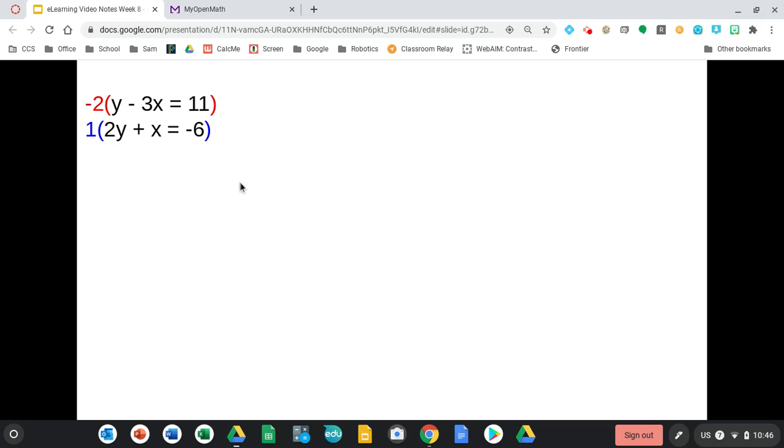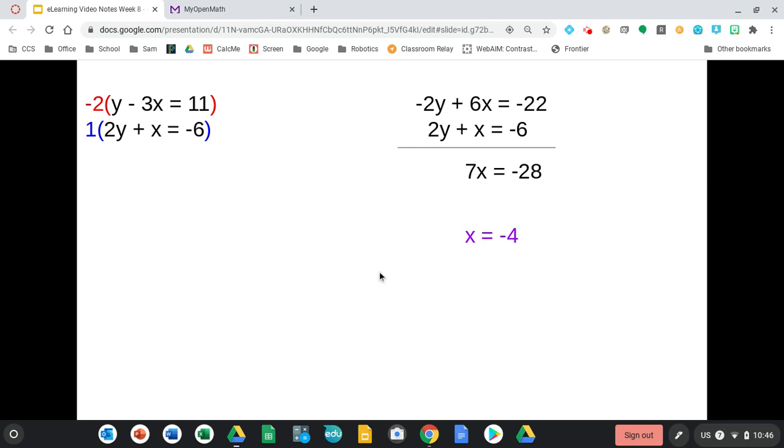So when you do that, this is what you get. So negative 2y plus 6x equals negative 22, and 2y plus x equals negative 6. All right, go ahead and do elimination now. And what do you get for your answer? Okay, so this time the y's eliminate, and we end up with 7x is equal to negative 28. And as you solve 7x equals negative 28, you get x equals negative 4.